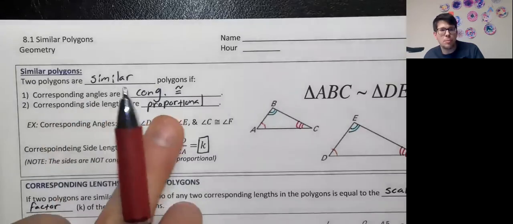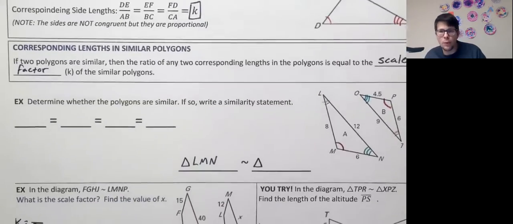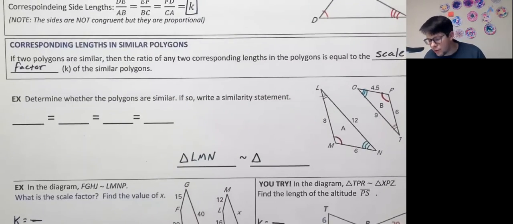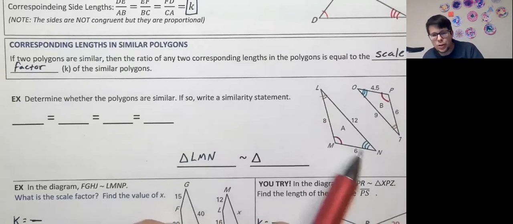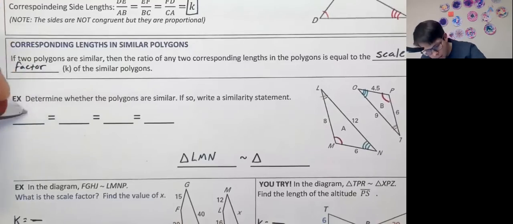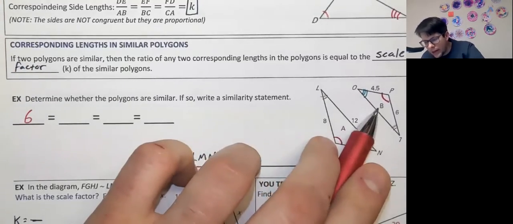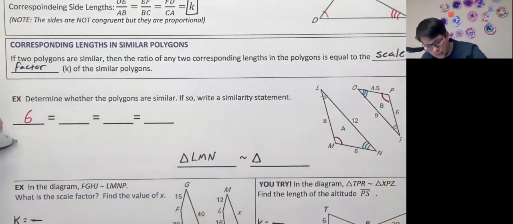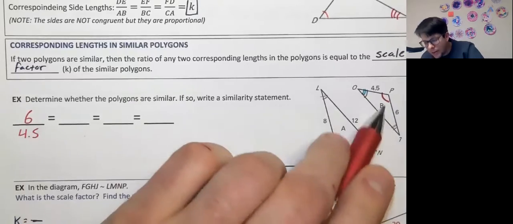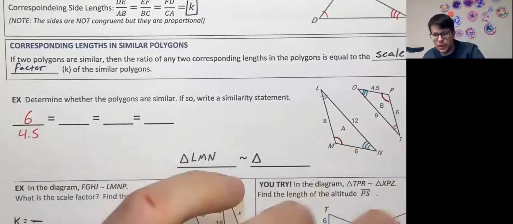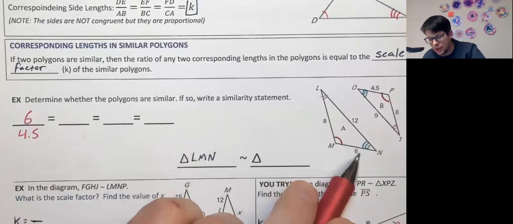Second piece is going to be about proportional sides. So I want to look at my side lengths. I'm going to start from my smallest sides and go up to my largest sides. For my first triangle right here, the smallest side is 6. And for my second triangle right here, I have a smallest side of 4.5. Yes, I have another 6 over here, but that's not smallest.